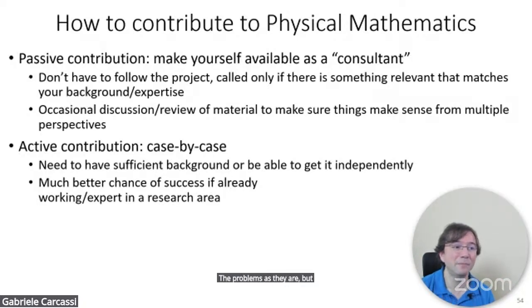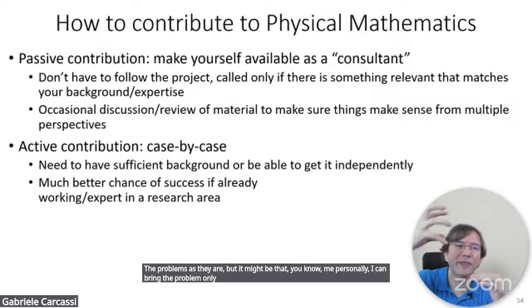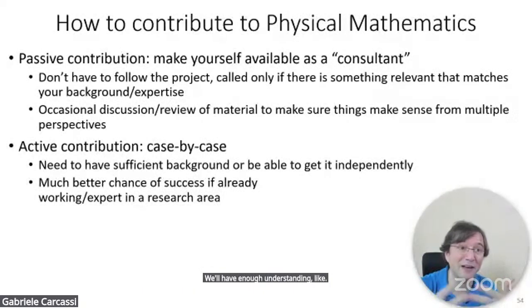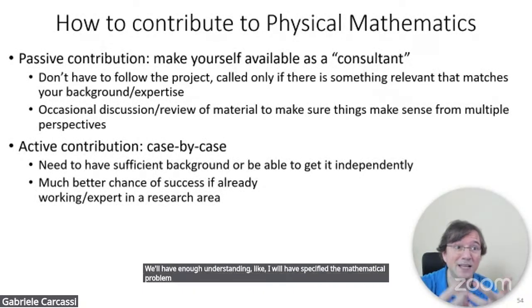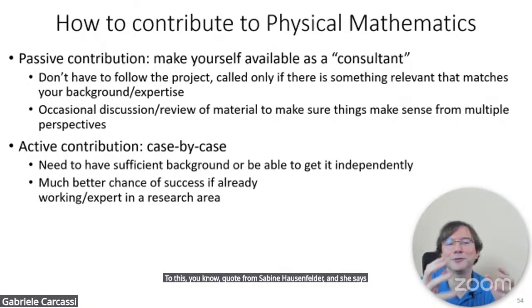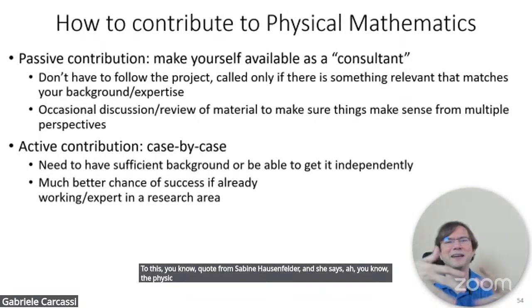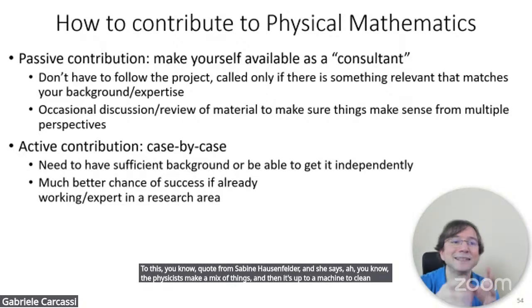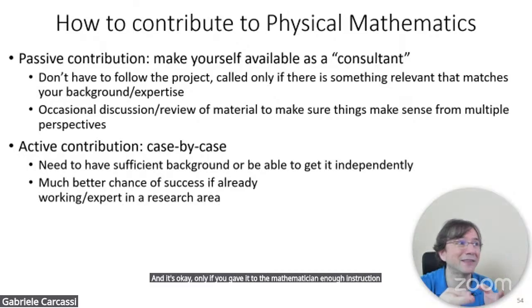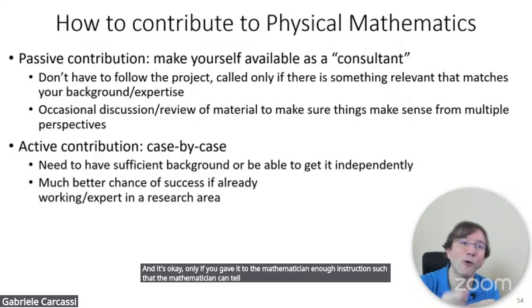But it might be that I personally can bring the problem only up to a level, but then an expert will have enough understanding, like I will have specified the mathematical problem enough such that there is a unique solution. The problem is always there. Going back to this quote from Sabine Hossenfelder, she says the physicists make a mess of things, and then it's up to the mathematician to clean it up. And it's okay only if you gave the mathematician enough instruction such that the mathematician can tell you, yeah, I only have one way to clean it up.